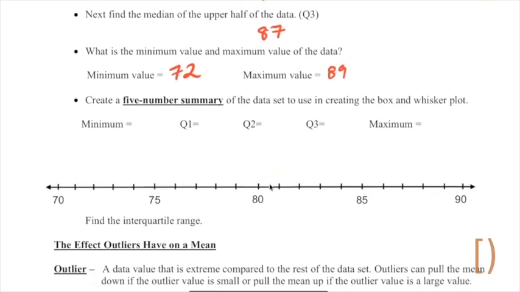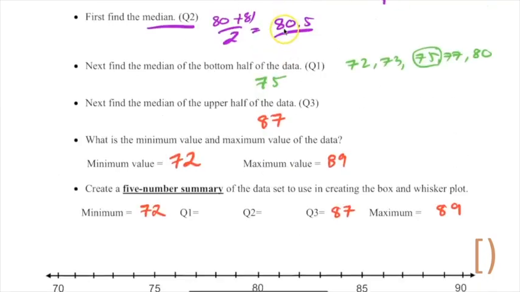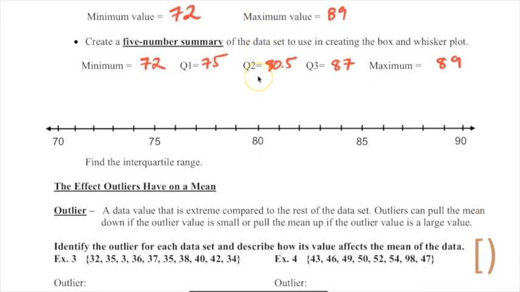Let's write it down. Min was 72. Max was 89. Q3 was 87. Q2 is 80.5, and Q1 was 75. We have all our data. Just make our box and whisker plot.